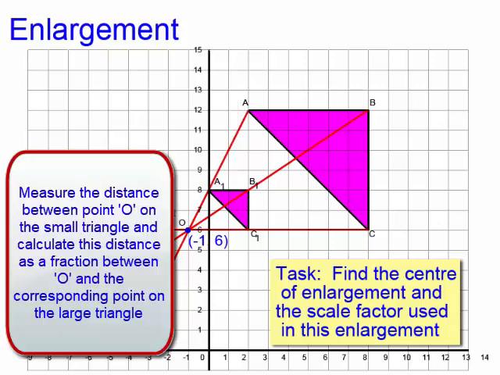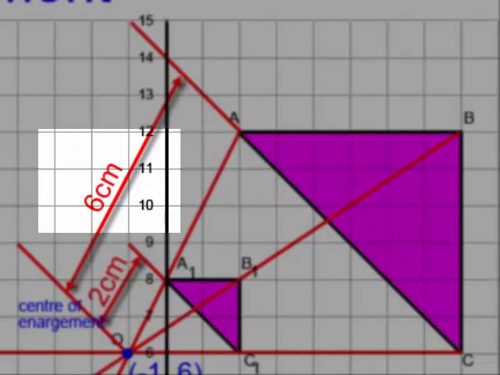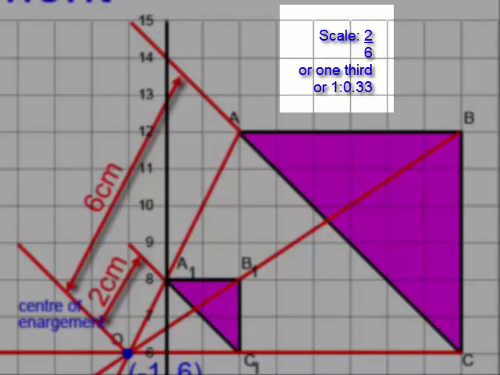Well, there are 2 ways to achieve this. The first way we can do this is to measure the distance between O and A1, OB1 or OC1, and calculate what fraction this distance is of OA, OB or OC. For example, if O to A were 6 centimeters and O to A1 were 2 centimeters, then the scale factor used would be 2 over 6 or 1/3.